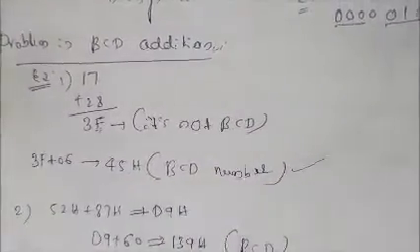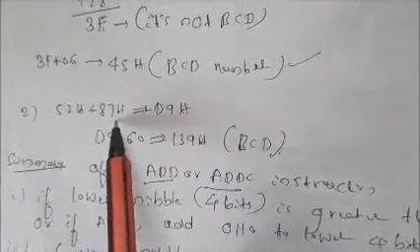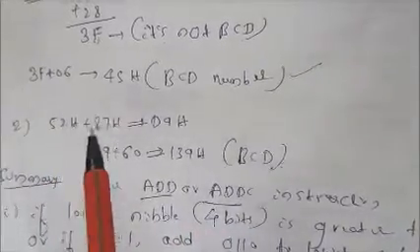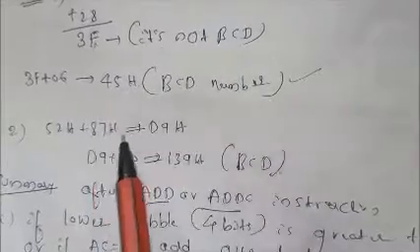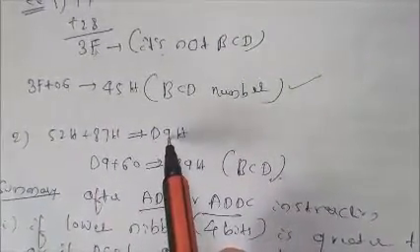So take one more example. Here this is 52H plus 87. That means here I am getting the D9. So this is 2 plus 7, this is 9 here. 5 plus 8 means 13. This is the D. Here D, 9 decimal number, okay.